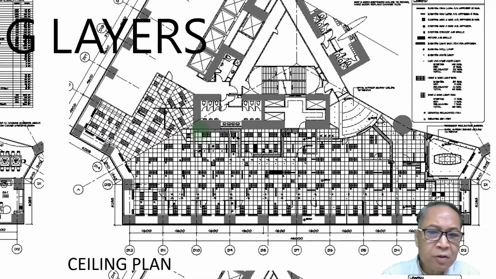The ceiling plan is also the lighting plan, and maybe also a fire services plan to show the indicator and sprinkler. But mostly we show the ceiling grid and the lighting layout.